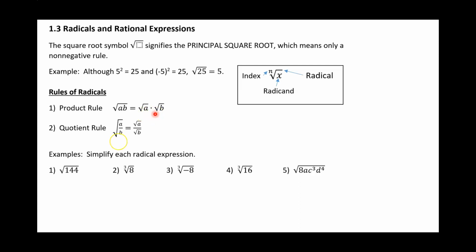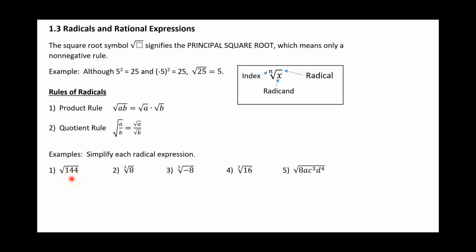Same idea with the quotient. You can go either way. If you have a fraction, you can break it into two separate pieces, or if you have two separate pieces, you can combine them under one single fraction, again, as long as the index is the same. So let's look at a couple of examples, all right?